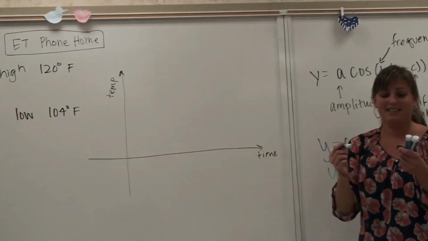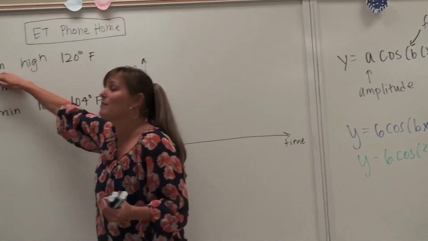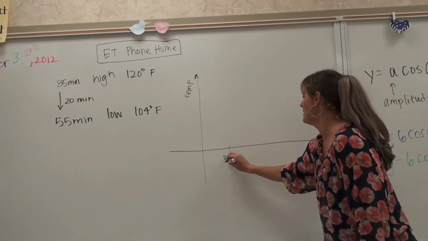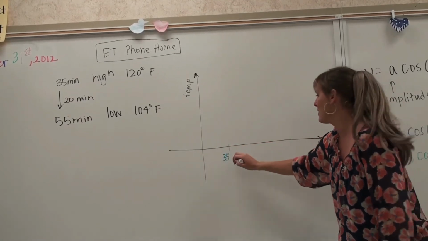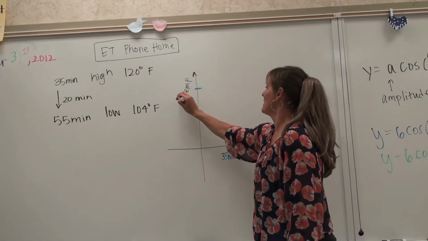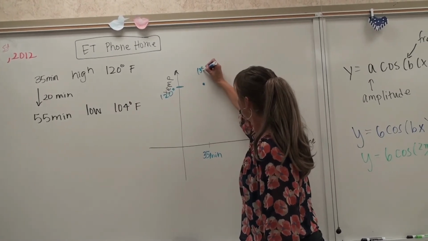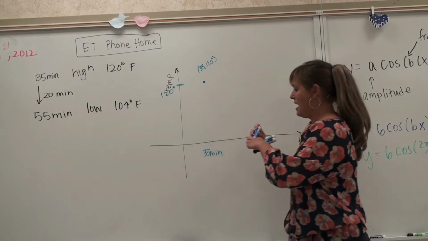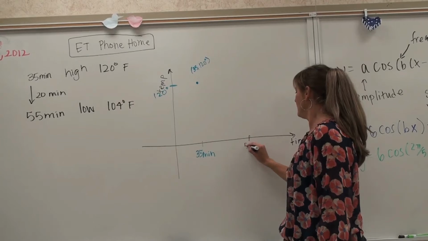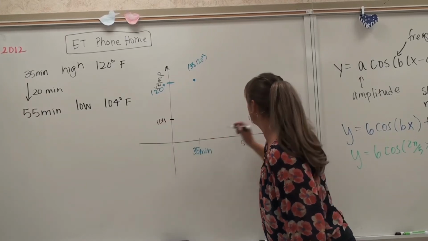Now, I never draw these to scale, but what is really important is that you have to make sure that the 35 minutes comes first, because that's a smaller number, but it doesn't have to be exactly right. So don't count out 35 tally marks here, because it's going to take you forever. So at 35 minutes, we're at 120 degrees up here. So I'm going to put that little point right there. So 35, 120. And then at 55 minutes, we're at the low, 55, which is a low of 104 right here.